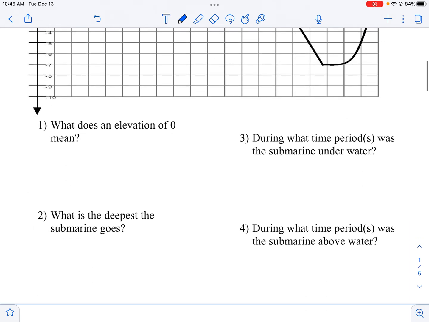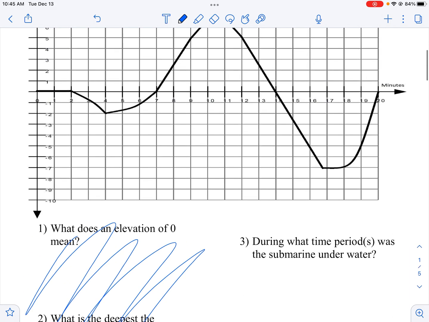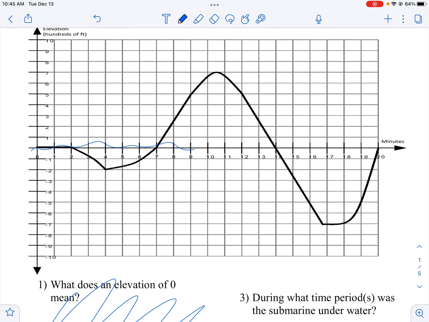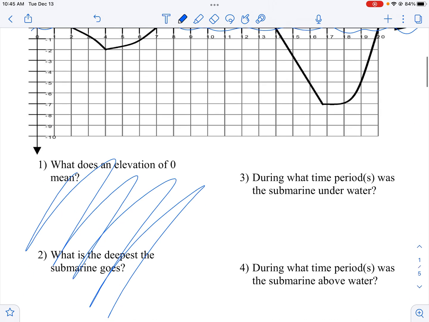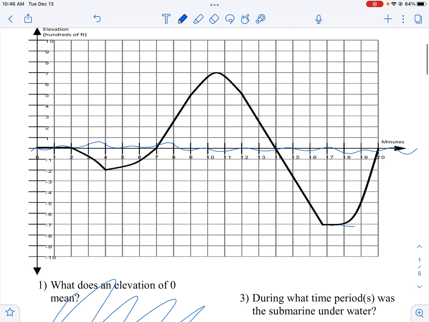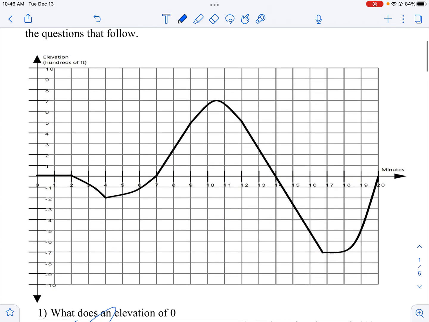I'm a little bit less worried about this. What does the elevation at 0 mean? This is going to be the water level. And then what's the deepest it goes is down here. So that's going to be -7. But the elevation is in hundreds of feet. So this would be -700 feet, or just below water, 700 feet.